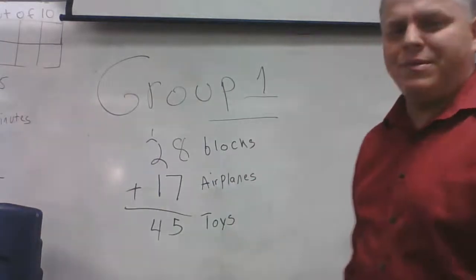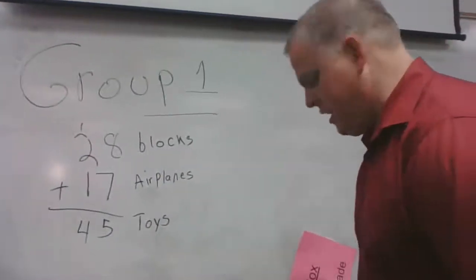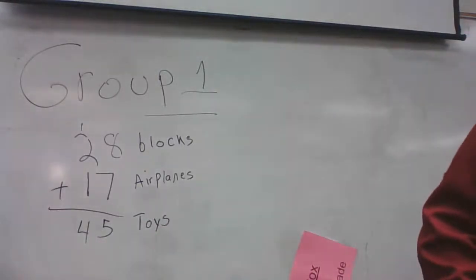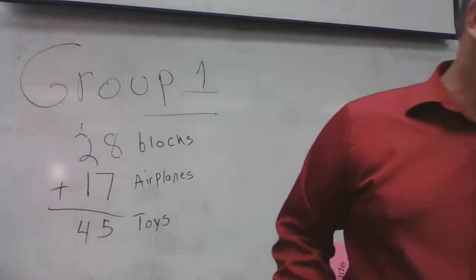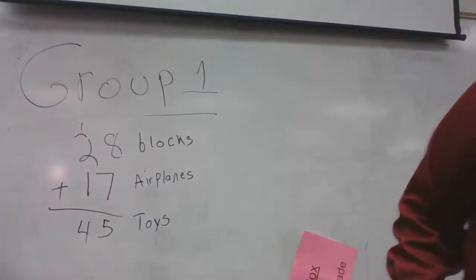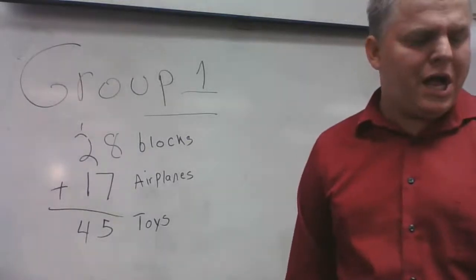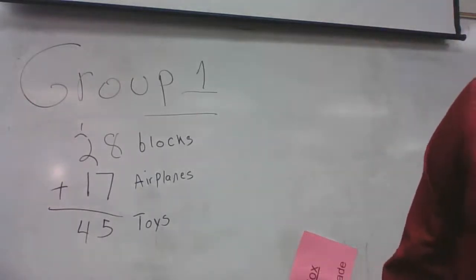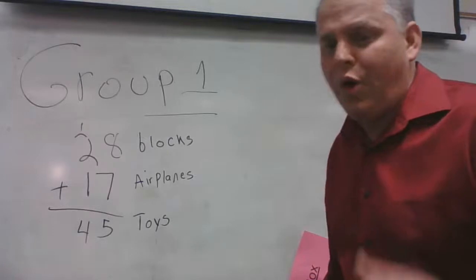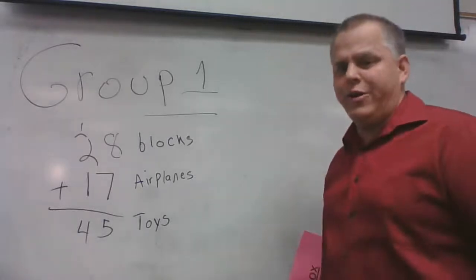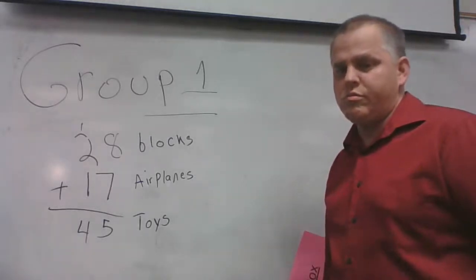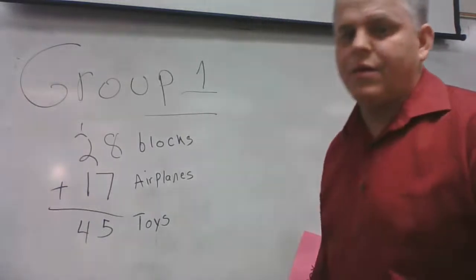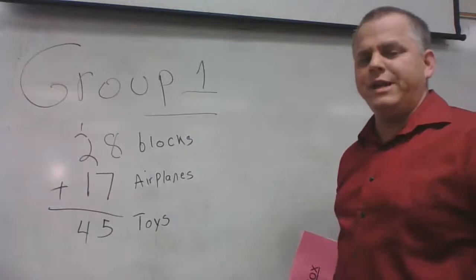I'm going to move this. I'm going to leave this up here, but now I got to do group 2. And on it, it says that group 2 made triple the number of blocks. Oh, no, I'm sorry, twice as many blocks. So if I do twice as many, what do I need to do? If it's twice as many blocks, what do I need to do?